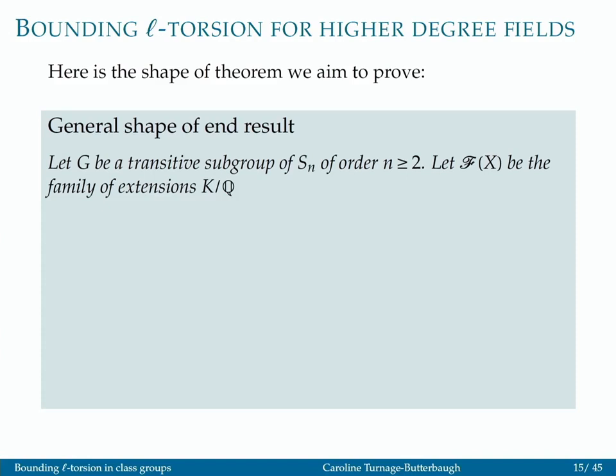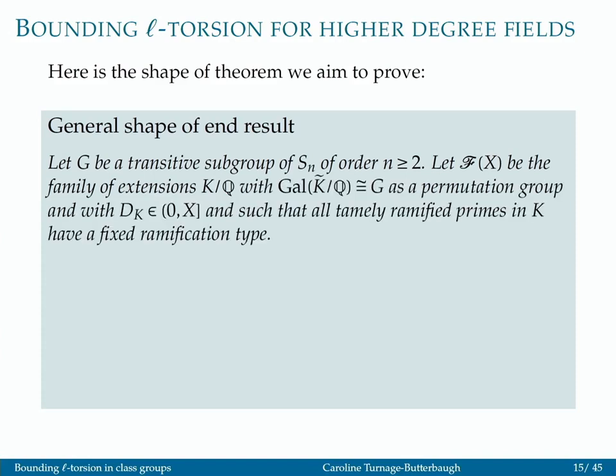So let G be a transitive subgroup of Sn, and the order is at least 2. And we're going to define a family of fields, K over Q, with the following specifications. The Galois group of the Galois closure of K is going to be G, that subgroup that we fixed from the beginning. The absolute discriminant, d sub K, is going to be in the range 0 to some large x. And we'll also have a restriction on the tamely ramified primes in K. And we'll see at the end this is a necessary condition.